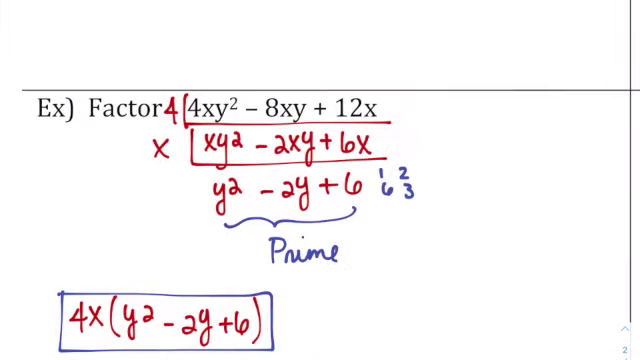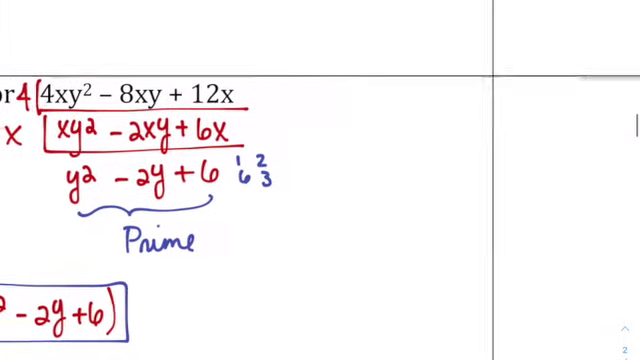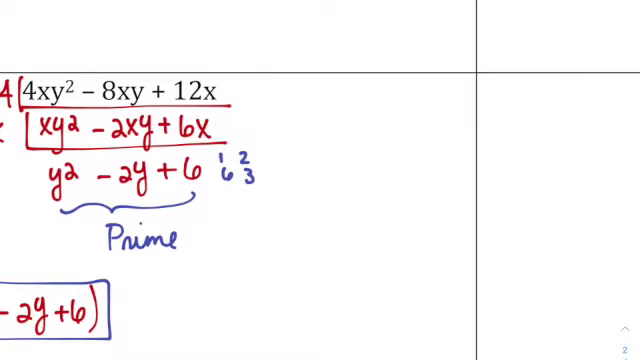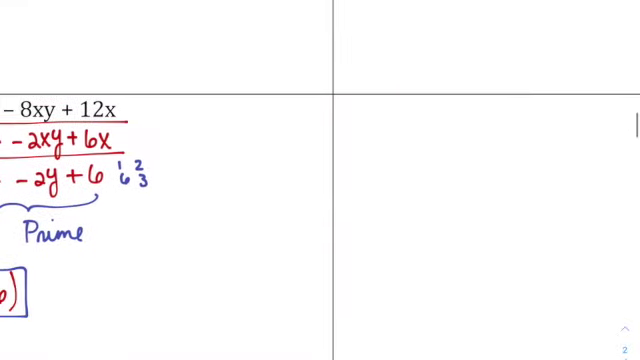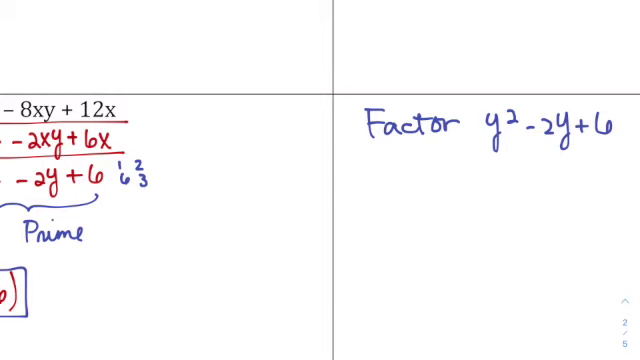Now, sometimes I will even just give you a problem. For example, y squared minus 2y plus 6. If I give you a problem saying factor y squared minus 2y plus 6, you should be able to say this 1 and 6, 2 and 3, it cannot give you, so therefore it's prime.